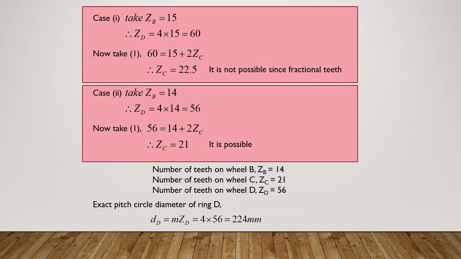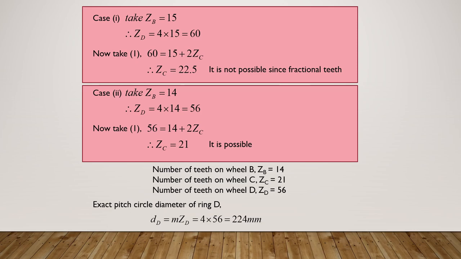We know that a gear can't have a decimal number of teeth. Can you have 22 plus half teeth? That is not possible. We should get a whole number, either 22 or 23. We can't have 22.5 or 22.75. So this first iteration's answer we can't use since it is fractional. So we'll go for case 2.